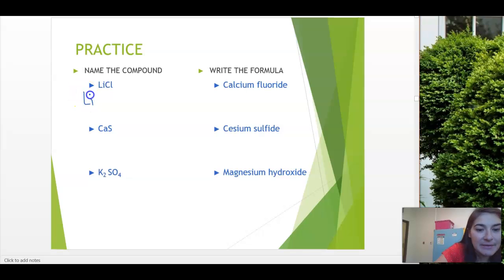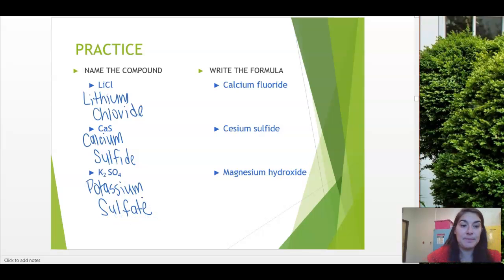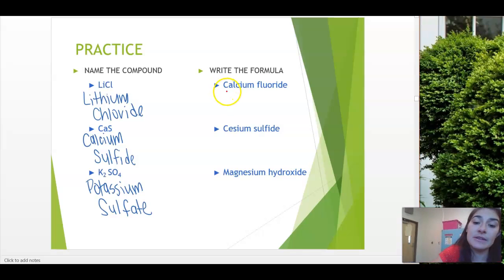All right, so let's just pop in here real quick. Li is lithium. Cl is chlorine. So it's simply lithium chloride. Ca is calcium. S is sulfur, calcium sulfide. K is potassium. SO4 is sulfate, potassium sulfate. Over here where you're writing the formulas, this is where you need to think through charges.